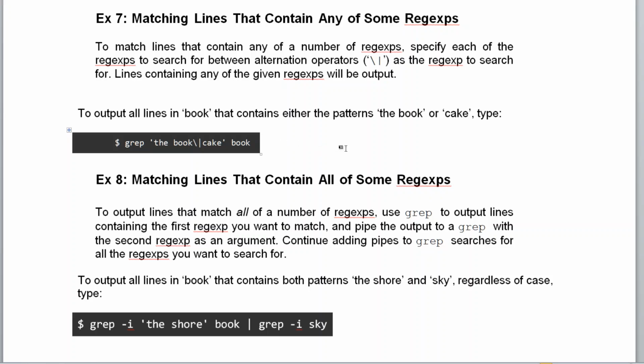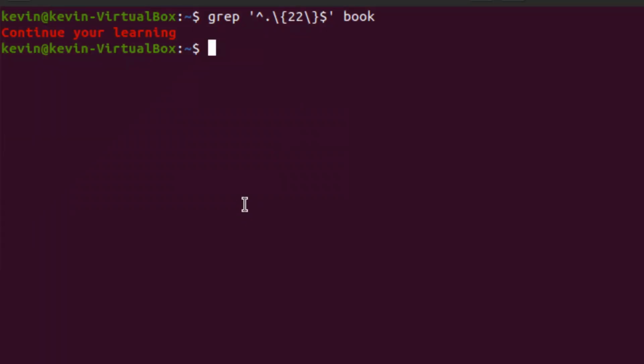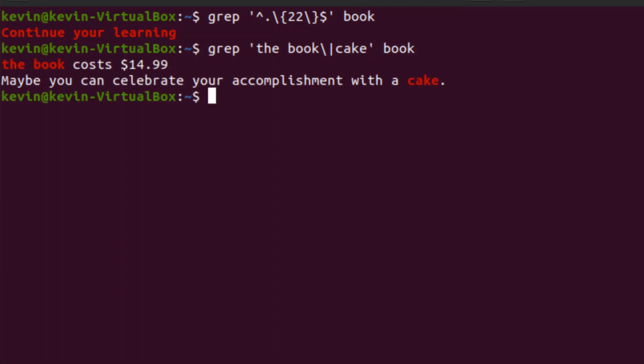So we're going to look for the patterns the book or cake in the file book. Let's go and do that. grep, single quote, the book, backslash pipe, cake, single quote, book, and there we go. We find the book. We also find cake. In this case we had both, so it gave us both.